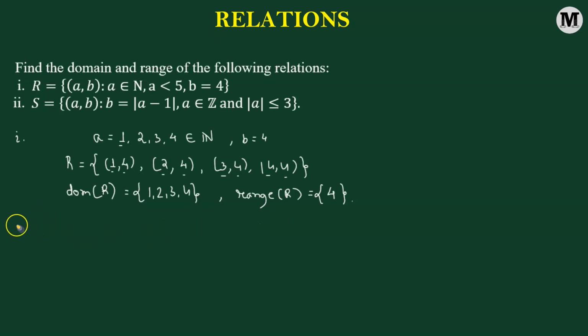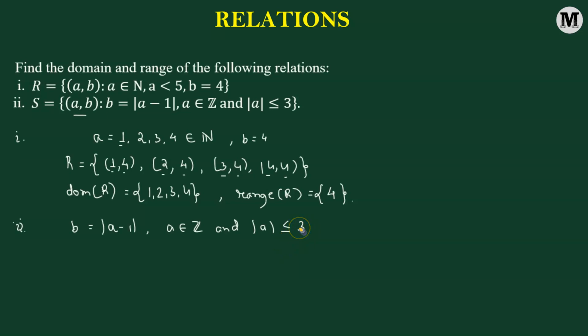Now let's go to the second problem. In the second problem, we have a relation S, which is the set of ordered pairs (A, B) such that B equals the absolute value of A minus 1. What is A here? It's given that A belongs to the set of integers and it is such that the absolute value of A is always less than or equal to 3.